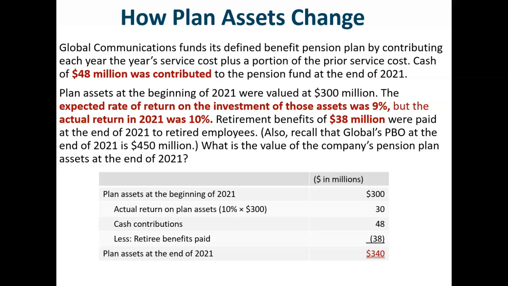In this illustration, we shift the focus of our numerical illustration to emphasize Global's pension plan assets. Let's say that plan assets at the beginning of 2021 were valued at $300 million. The expected rate of return on the investments of those assets was 9%, but the actual return in 2021 was 10%. Retirement benefits of $38 million were paid at the end of 2021 to retired employees. Using this information, we can determine that Global's 2021 ending balance for plan assets is $340 million.